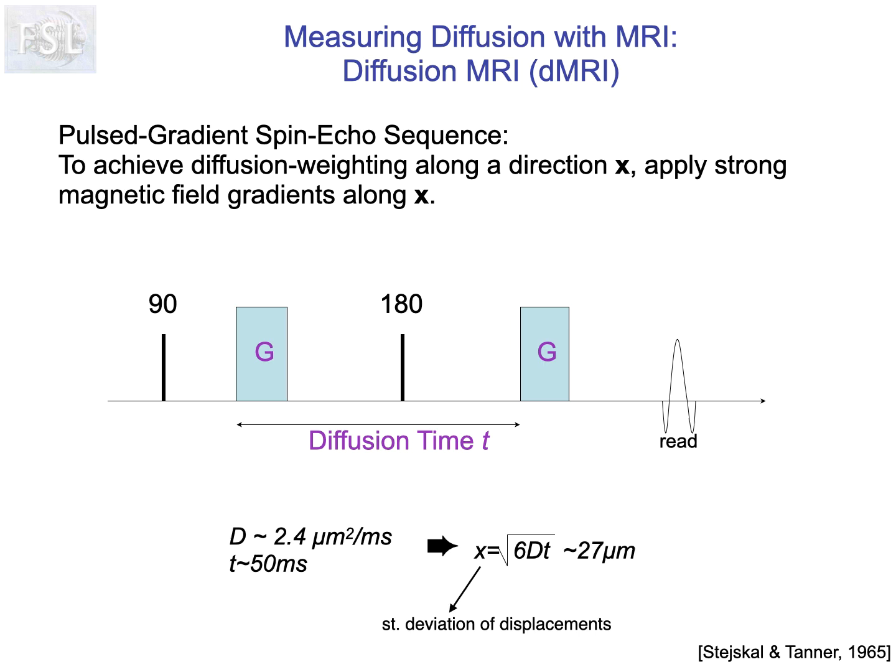And I've been talking about these spins moving around, but it is important to realize that the movements that we are talking about are very, very small, on the order of 27 microns. So we are sensitive to movement of only microns, which is the same scale as the microstructure that we are interested in.